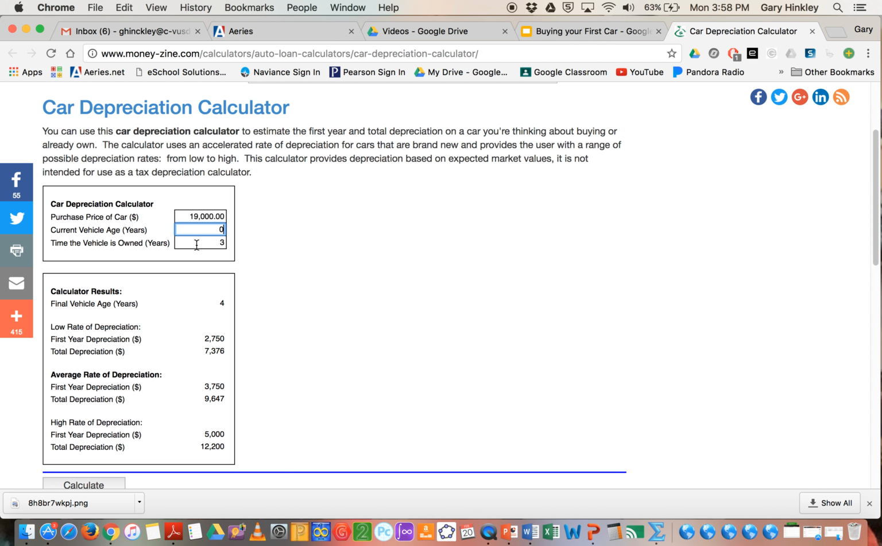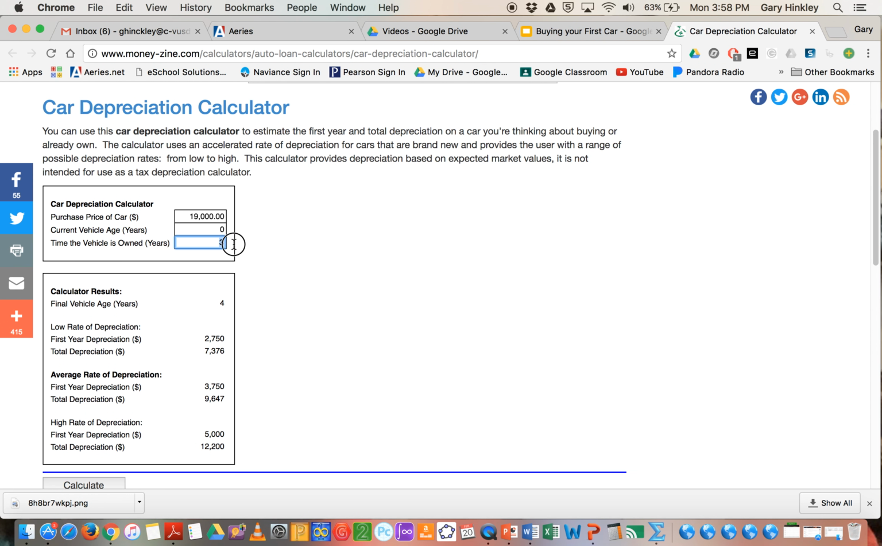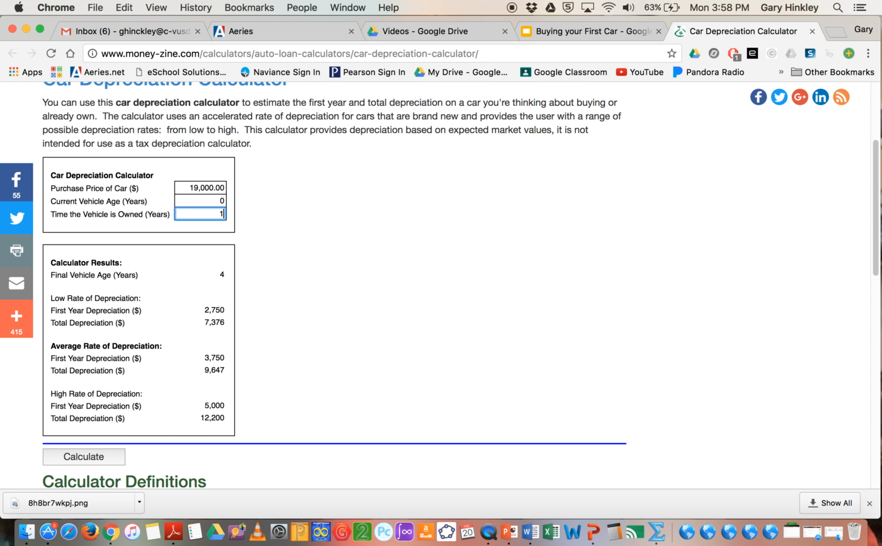And then for the time the vehicle is owned, we already have done x equals 0, so we're going to do x equals 1 year. You change this to a 1, and down here it has a calculate button, so you press calculate. This tells us the final age of the car is 1. And these are the low rate of depreciation, average rate of depreciation, and high rate of depreciation. We're just going to use the average.